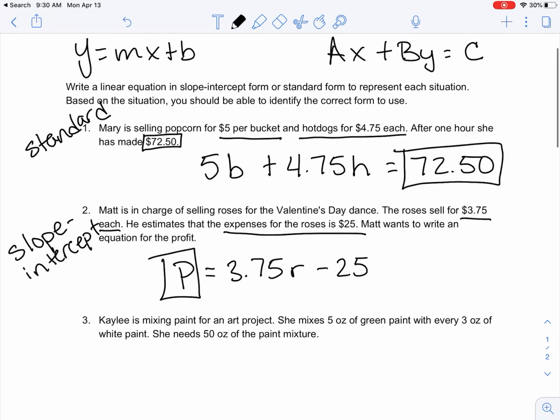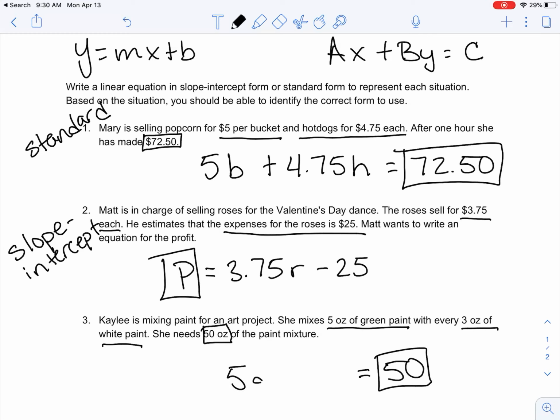Our last one says, Kaylee is mixing paint for an art project. She mixes 5 ounces of green paint for every 3 ounces of white paint and needs 50 ounces of the paint mixture. So again, we're solving for a total or a constant. And we know we had 5G plus 3W. So this would be another standard.